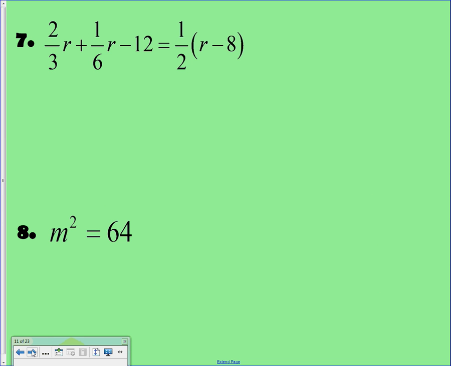Number 7, all sorts of fractions. Okay, so the first thing I'm going to do on this left side is turn this into sixths.